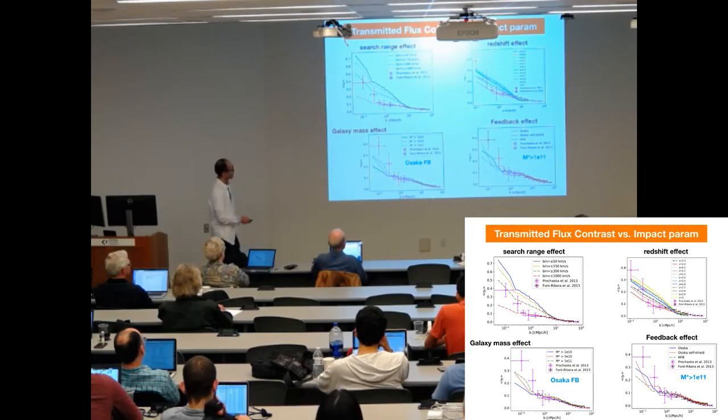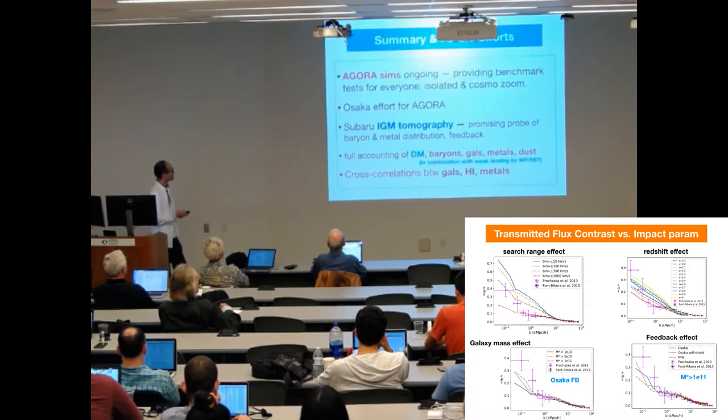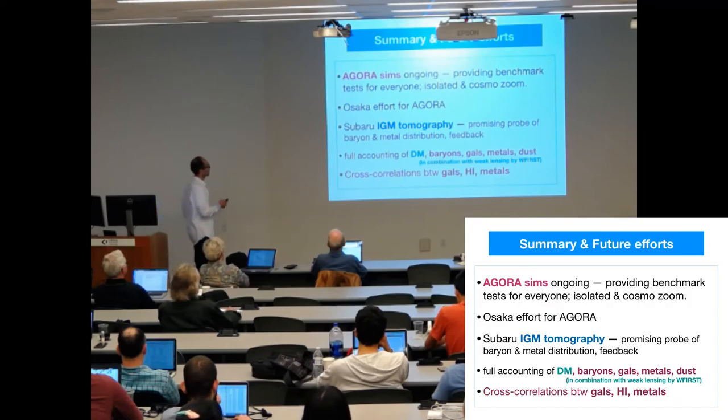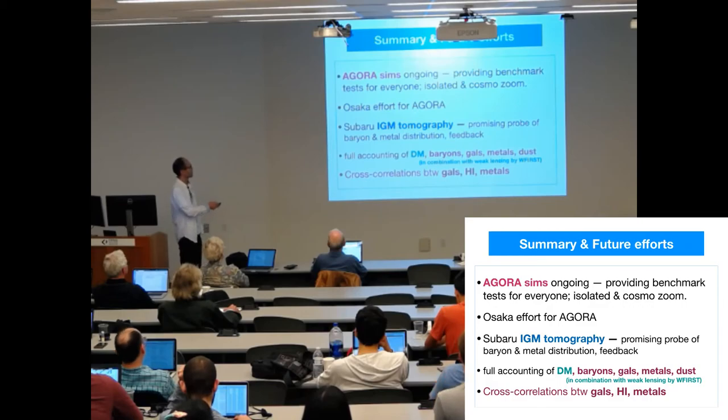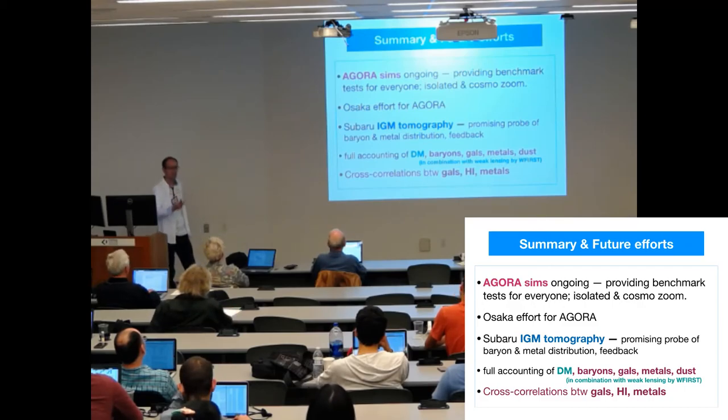So on large scales, this supports the lambda CDM prediction nicely. But on small scales, there are a lot of things yet to be understood. Okay, so that's it. AGORA is providing a nice benchmark for all the groups, both isolated and cosmological simulations. And hopefully we can actually learn something about these feedback models with future surveys like PFS. Thank you.